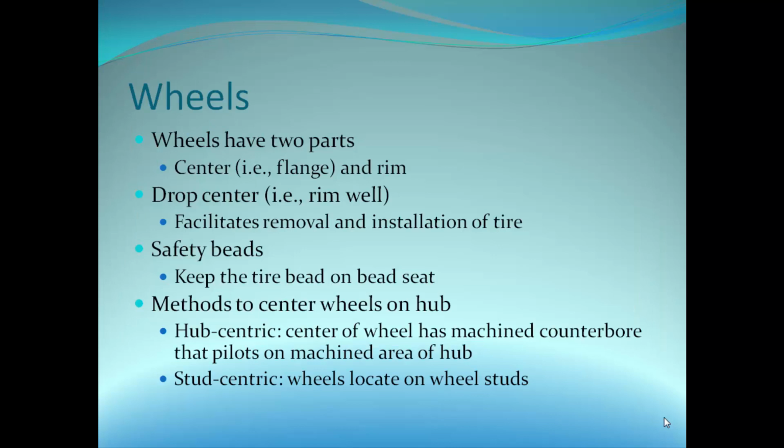The wheels have two parts, center and rim. A drop center rim wheel facilitates removal and installation of the tire. Safety beads keep the tire bead on the bead seat. Methods of centering wheels on the hub: hub centric, where the center of the wheel has a machined counter bore that pilots on a machined area of the hub. Stud centric wheels locate on the wheel studs. So please, you have to get more information about these things. I'm just telling you the general view.